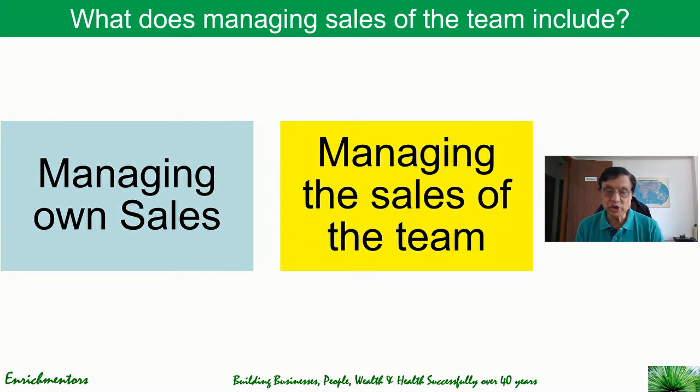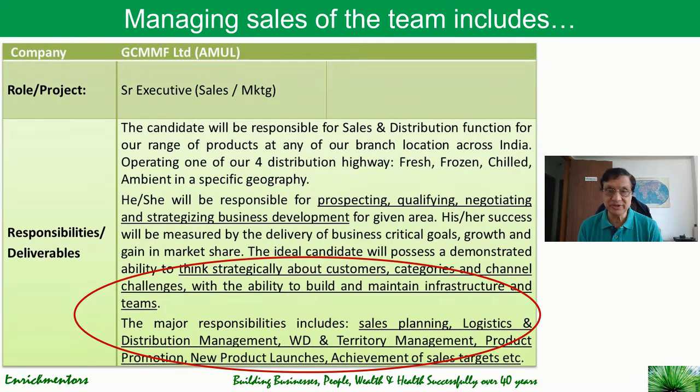And again, look at the two job descriptions of managing a sales team from Amul and HiCare. And then you see here there are things that you are responsible for at the bottom, in terms of thinking strategically about customers, building and maintaining infrastructure and teams. Very important. Then sales planning, logistics and distribution, because this is an FMCG product, so you manage distribution as well. Managing the territories, ensuring territory management by your sales team, product promotion, new product launches, and achievement of sales targets, obviously. So you get an idea of what it involves.